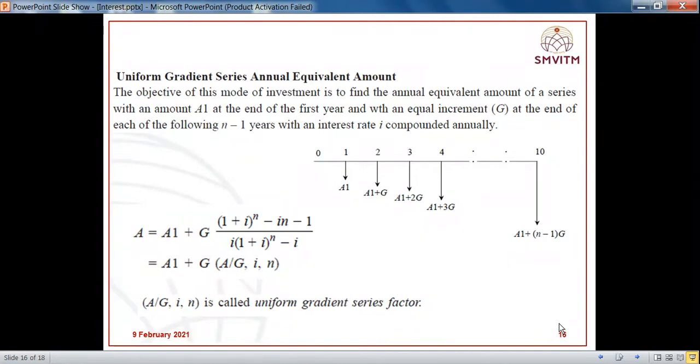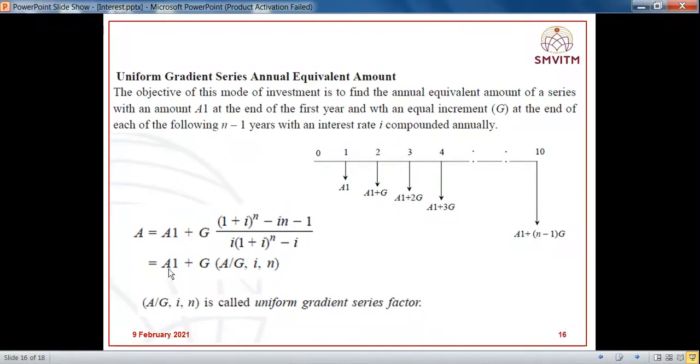The objective of the uniform gradient series mode of investment is to find the annual equivalent amount of the series, with the amount A1 at the end of the first year and with an equal increment G at the end of each of the following n-1 years, with the interest rate I compounded annually. First you have to convert this gradient into the same amount, a uniform series A. From the uniform series you can convert into present value or future value.